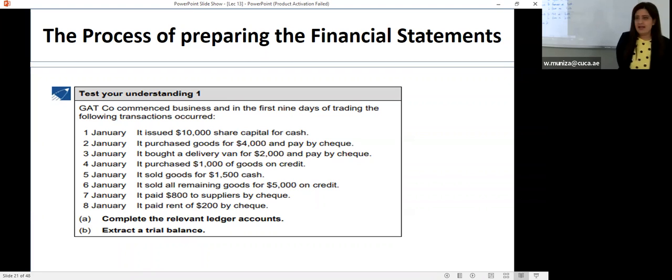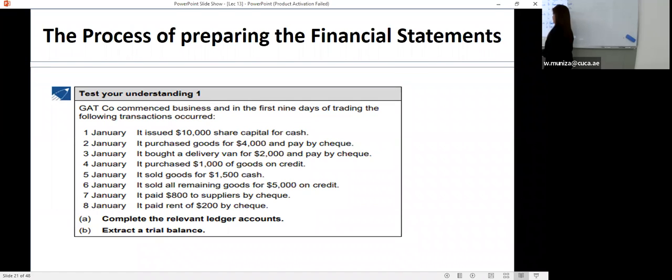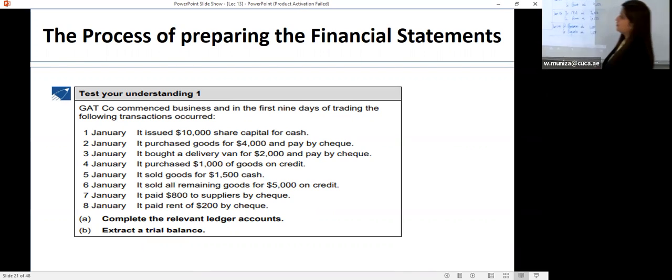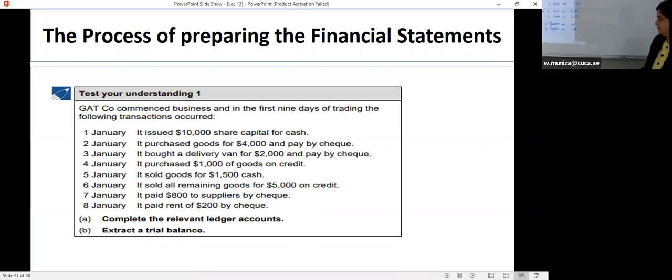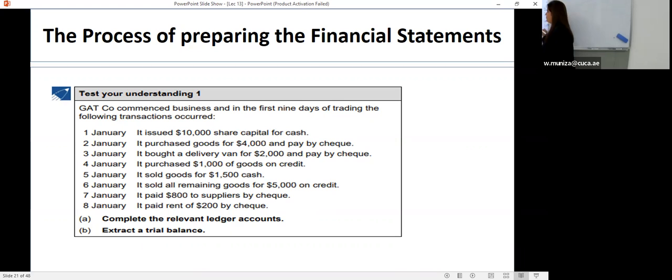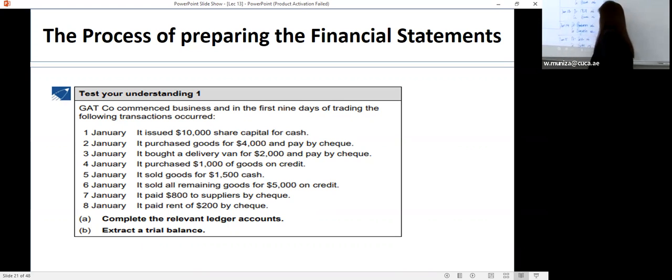Debit purchases and credit is going to be payables, $1,000. Okay, then January 5, it sold goods for 1,500 cash. Very good, excellent. Debit cash, amount 1,500, and credit will be the sales account.